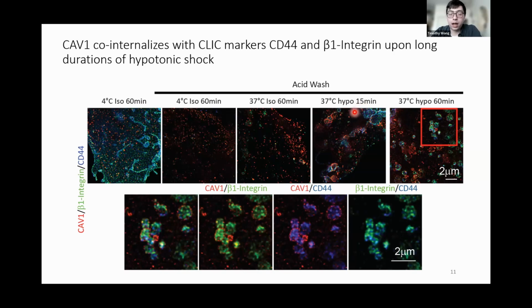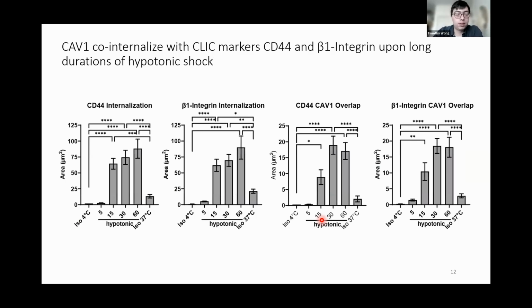But if we do this with the hypotonic media, 15 minutes and 60 minutes, and we see these red CAV1 spherical structures, we're able to see also beta-1 integrin and CD44 within these structures. So this validates that these structures are endocytic. This is quantified here, showing the internalization of the two markers, as well as CAV1 overlap with CD44 and beta-1 integrin increasing with time.